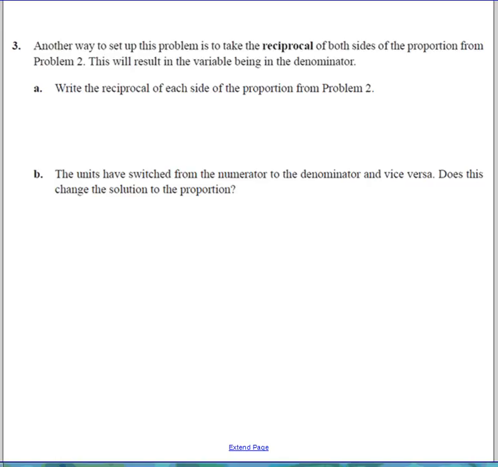Another way to set up the problem is to take the reciprocal of both sides of the proportion. This will result in the variable being in the denominator. The reciprocal means to take the numerator and the denominator of your fraction and flip them around. You can think of the reciprocal as a flipped fraction. So instead of 4 cups over 36 cookies, we're going to have 36 cookies over 4 cups.